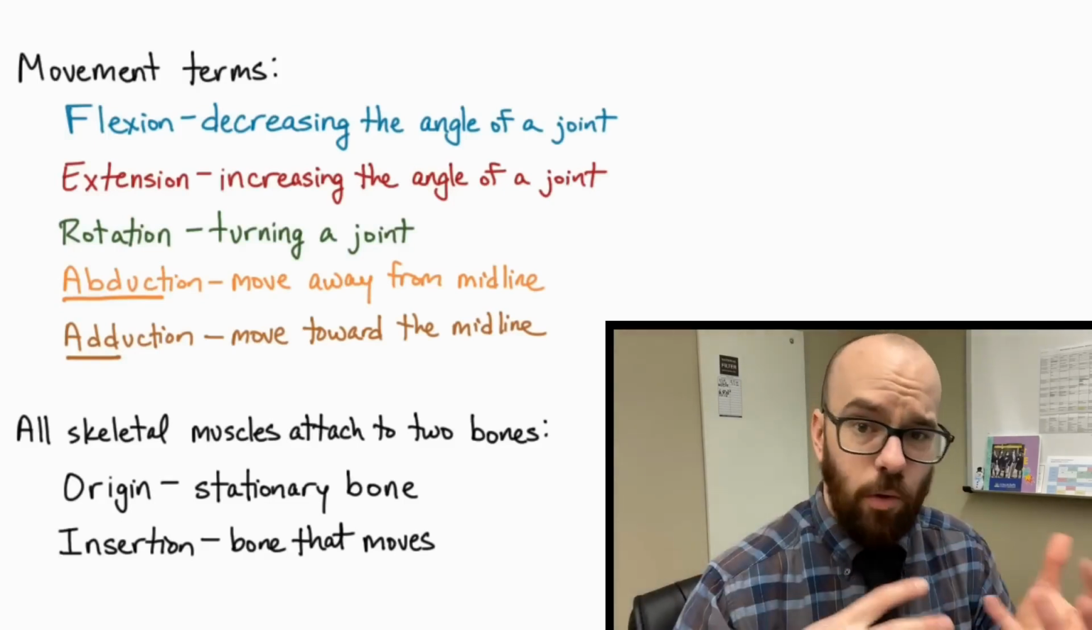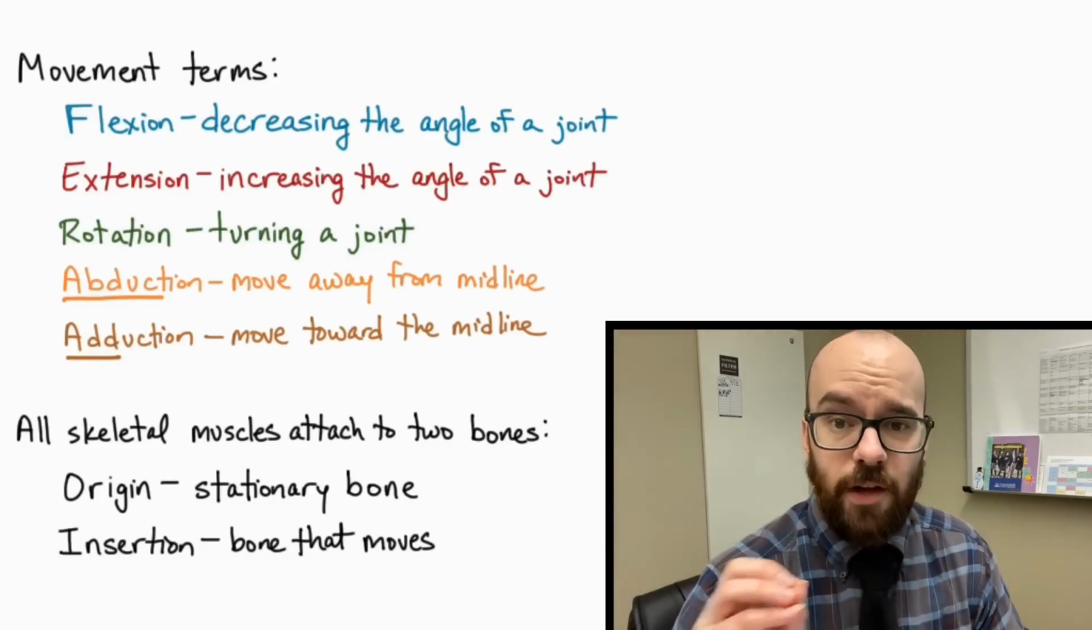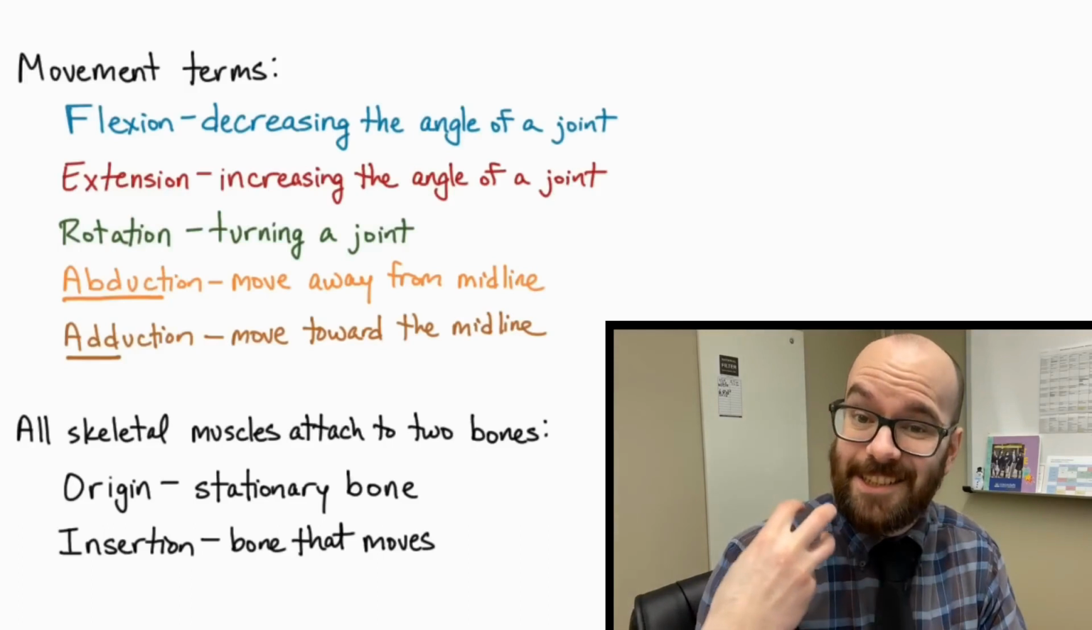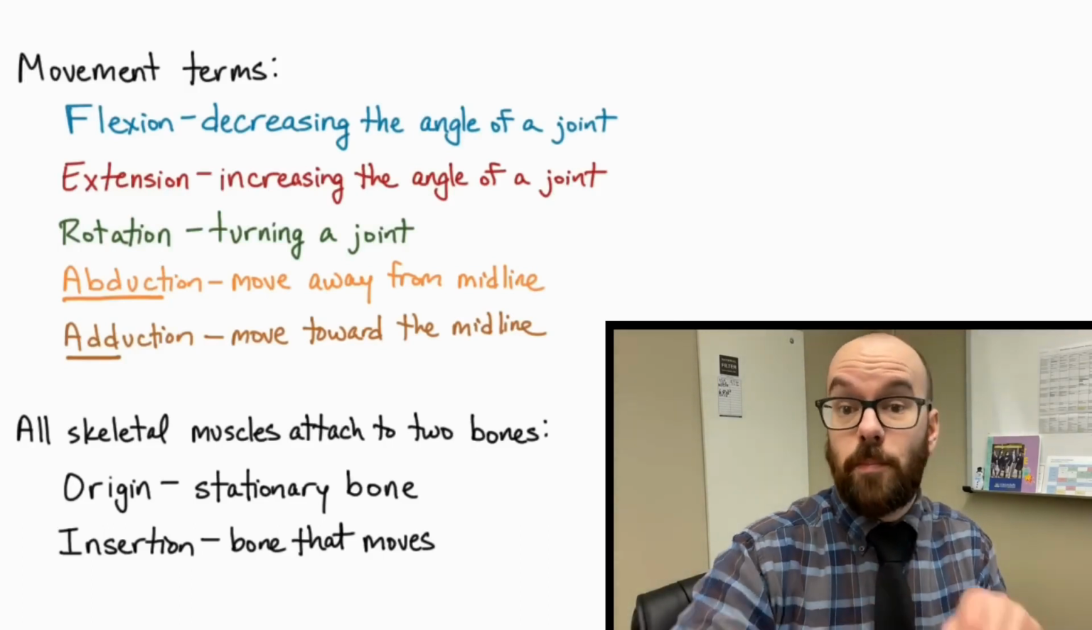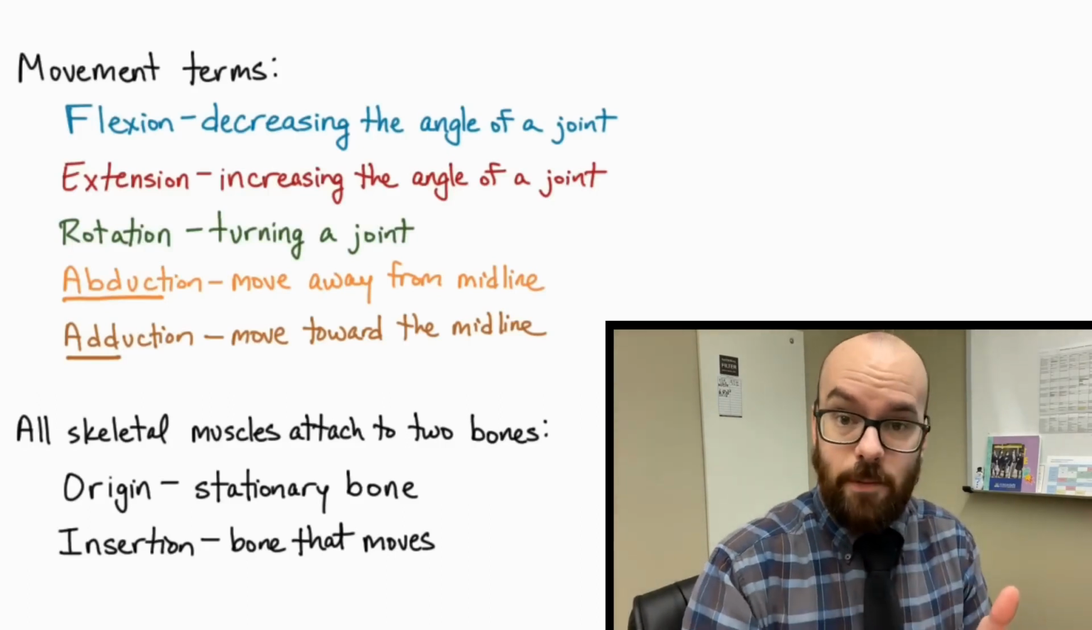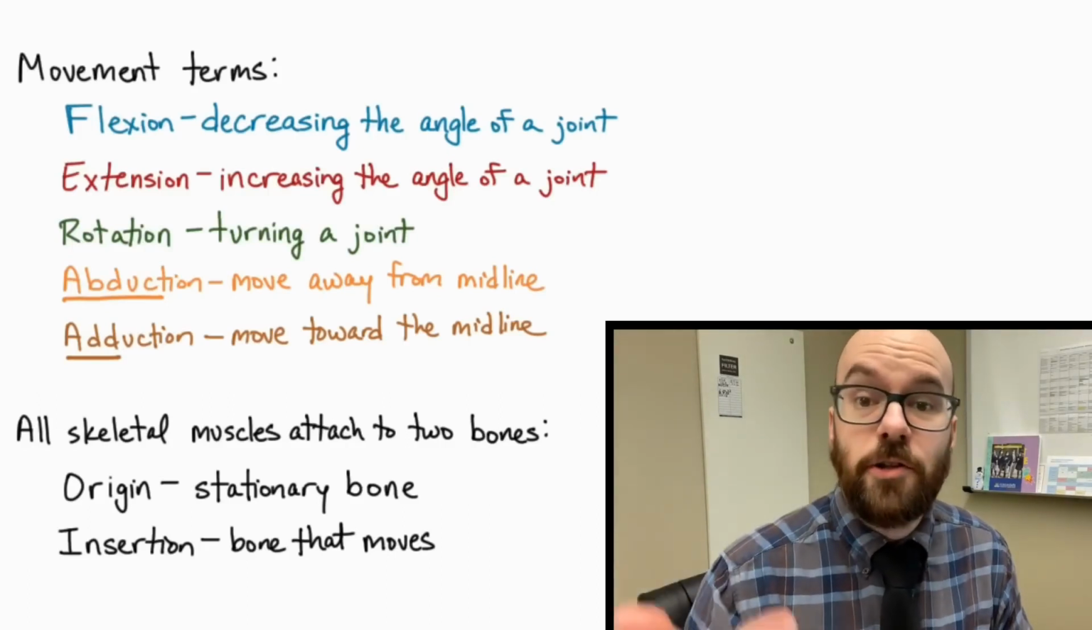Whenever I'm trying to identify origins and insertions, I find it helpful to identify the insertion first because it's easiest to tell what's moving, and then to go back and say, okay, what would the origin be that this could be pulling on to cause that movement to happen? So origin doesn't move, insertion does move.